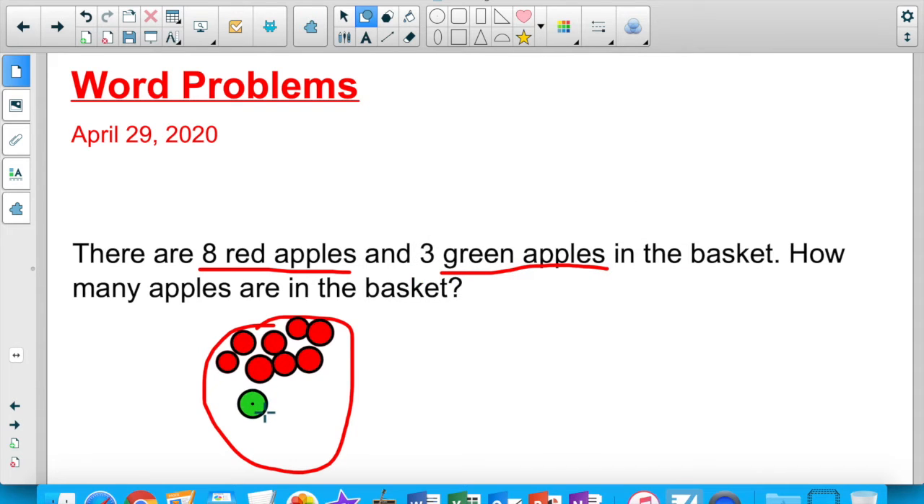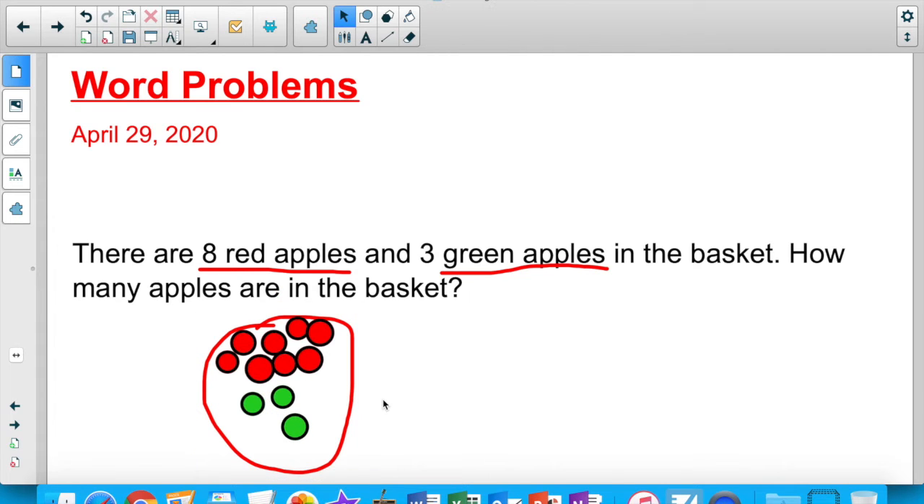Okay, so 1 green apple, 2 green apples, 3 green apples. Maybe I shouldn't have drawn them so close to each other. Like so. Okay. So the question is asking how many apples are in the basket. So altogether, how many apples are there in the basket? What's your strategy of counting them?